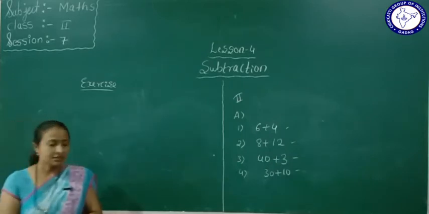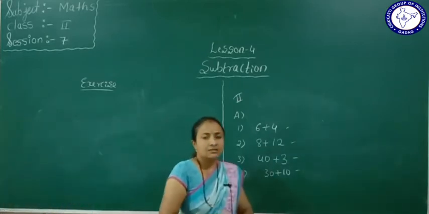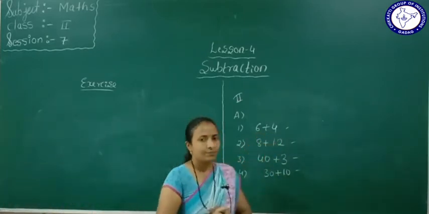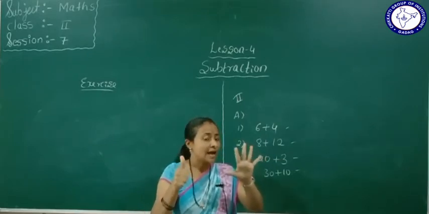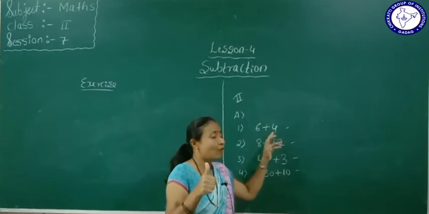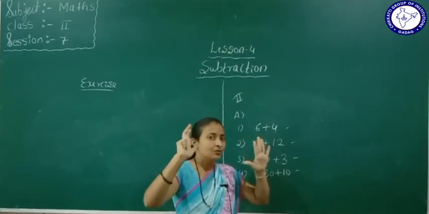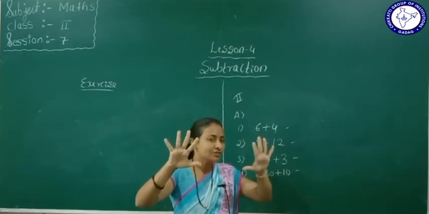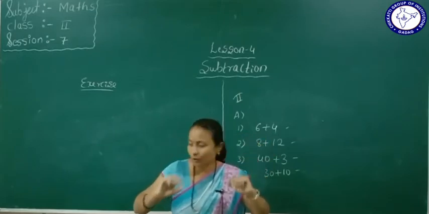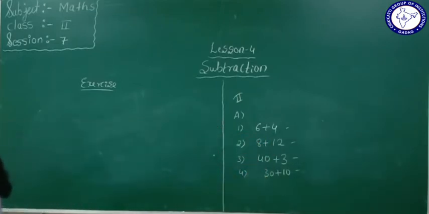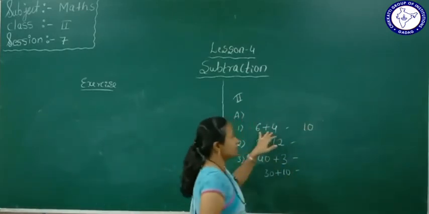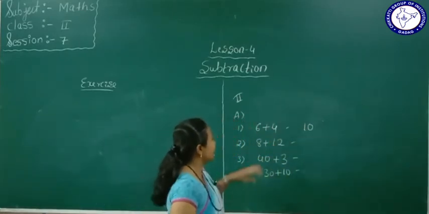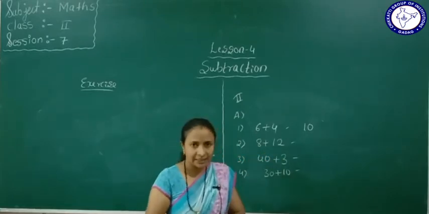See here, students, 6 plus 4. I'll take 6 here, and add 4 to it. 1, 2, 3, 4. So how much is it now? 10. I'll write 10 here. So 6 plus 4 is equal to 10. Next one, 8 plus 12.